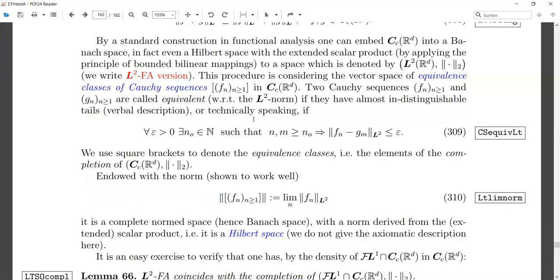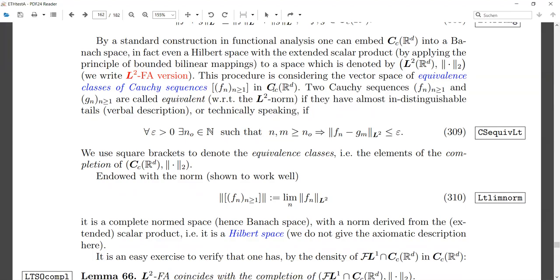You can take a rational number and repeat it. So the constant sequence f0, f0, f0, f0 is of course representing the function f. It's one possible representative for an element. And so the original space of continuous functions is embedded.